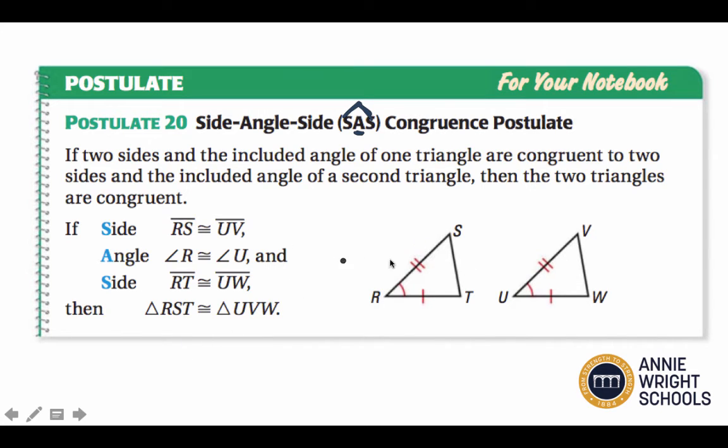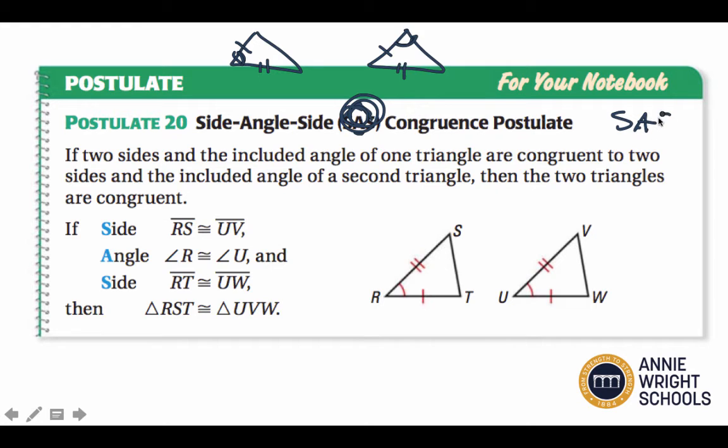A lot of kids will make this mistake where they'll have something like this: side, angle, and side, but then in the other triangle, they'll have this information. Because the angle here is congruent to this angle here, but it's not necessarily the angle between the sides, you can't use side angle side.